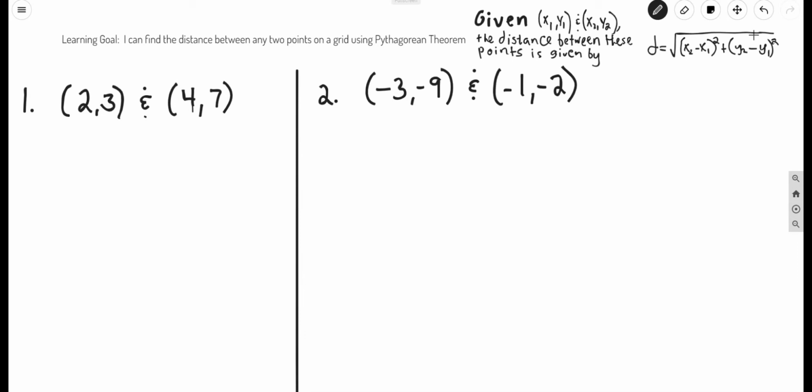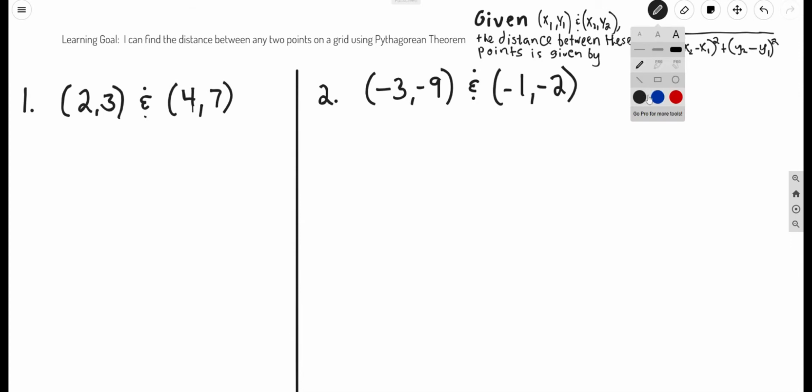Recall that given 2 points, x1, y1 and x2, y2, the distance between these points is given by the formula d equals the square root of x2 minus x1 squared plus y2 minus y1 squared. Let's go ahead and work through a couple of these just to see what it looks like.